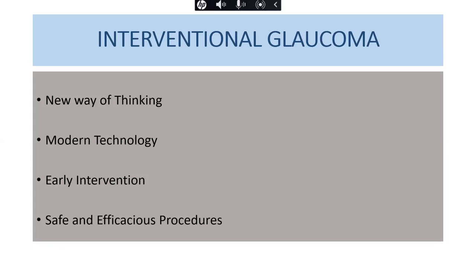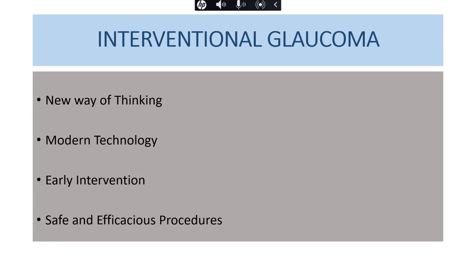This is how the thinking is changing now. So what are people thinking? A new way of thinking, because of the availability of modern technology, and thinking of early intervention because of a safe and efficacious process. You will only do surgery early comparing its efficacy and safety.